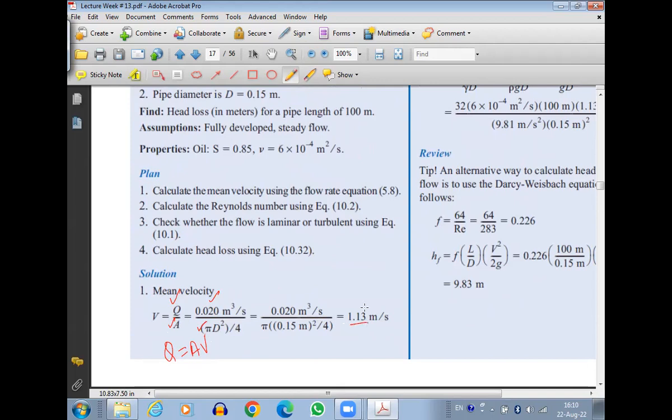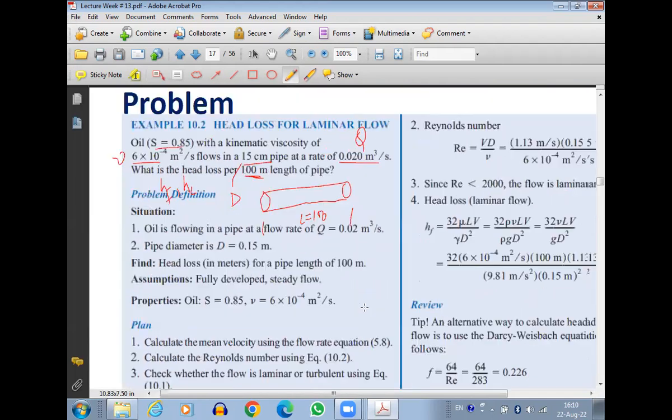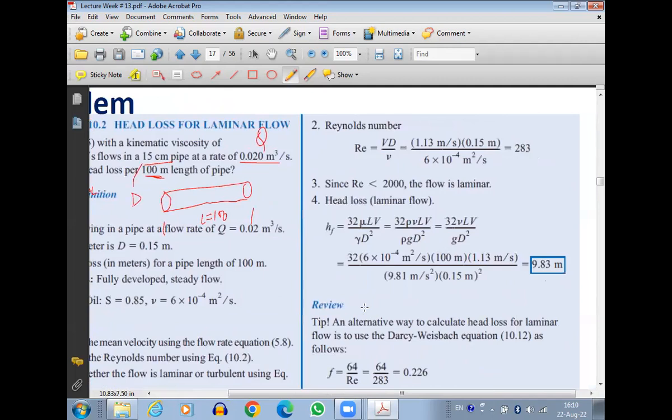Q is the volume flow rate. So knowing the volume flow rate and the cross-section area, we can find out the velocity. Knowing the velocity and diameter and kinematic viscosity, we can find out the Reynolds number. Substituting the values, the Reynolds number is 283. Since the Reynolds number is less than 2000, we know that this will be laminar flow.